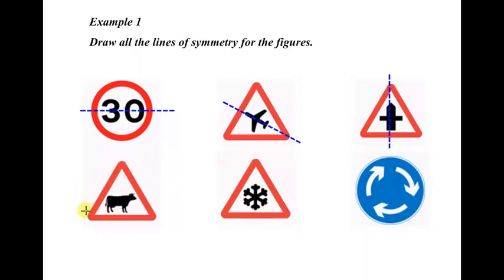How about the cow? Well, the triangle itself has a line of symmetry, but if I try to draw it through, it splits the triangle, but it doesn't split the cow. So overall, that design does not have any symmetry at all. Let's erase that line. Okay, next one.